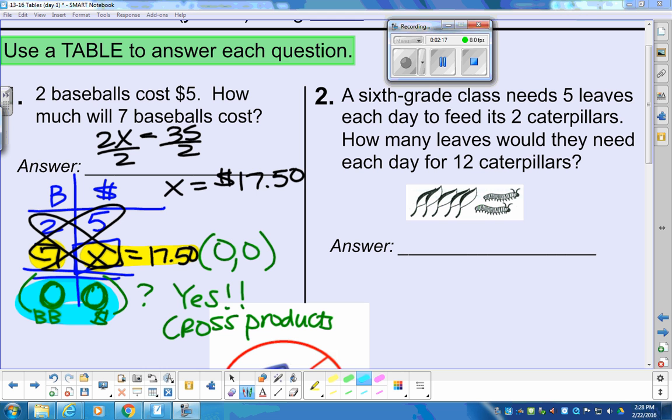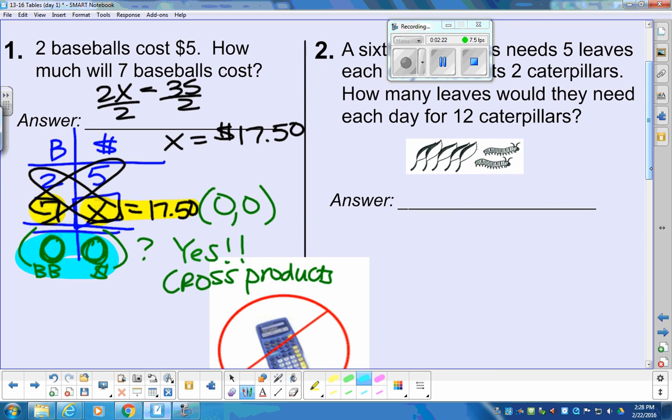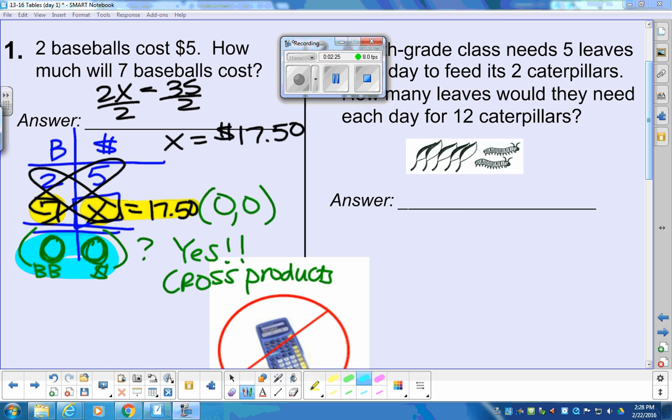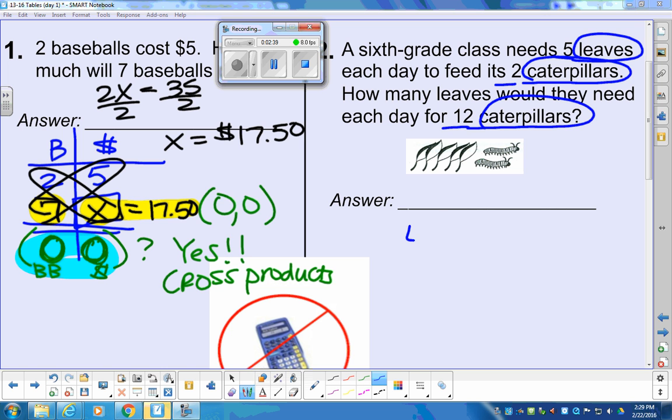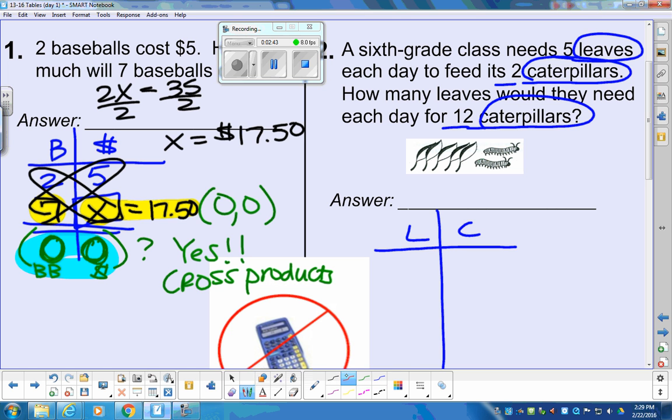In box number 2, a 6th grade class needs 5 leaves each day to feed its 2 caterpillars. How many leaves would it need each day to feed 12 caterpillars? In 7th grade, what we would do is underline the number and circle the label. So we have 5 leaves, 2 caterpillars. How many leaves would they need for 12 caterpillars? So we have leaves and caterpillars. We have 5 leaves for 2 caterpillars. How many leaves do we need for 12 caterpillars?